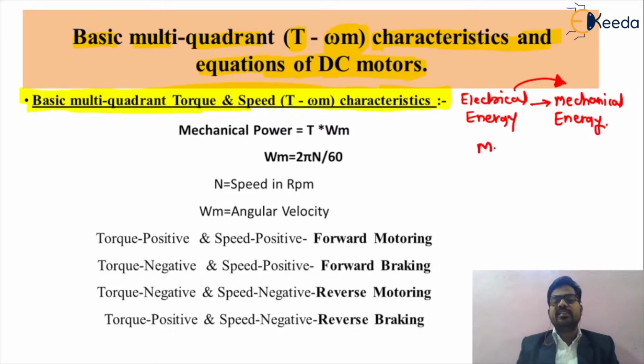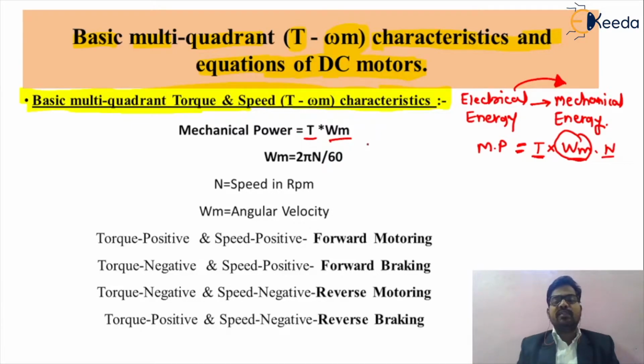The mechanical power we get is in terms of torque and angular velocity. The fundamental formula for mechanical power is torque into speed, with speed in terms of angular velocity. The torque is in Newton meter, and the angular velocity is in radian per second. We also have the fundamental relation for converting angular velocity into speed in rpm, or speed into angular velocity.